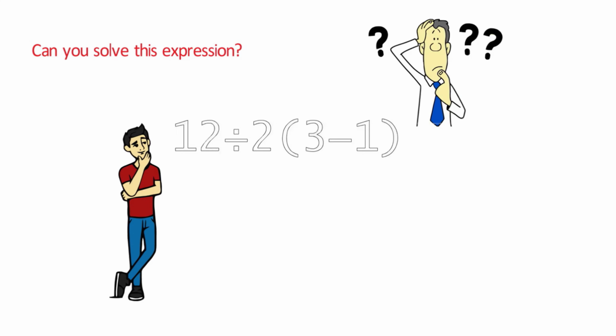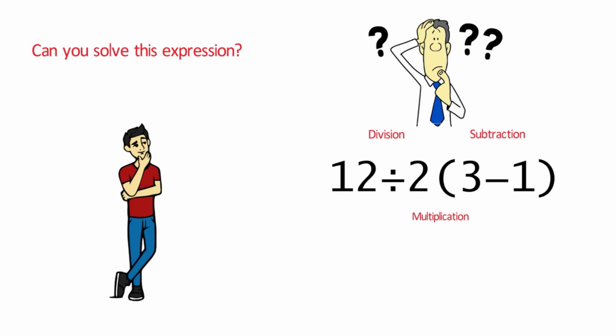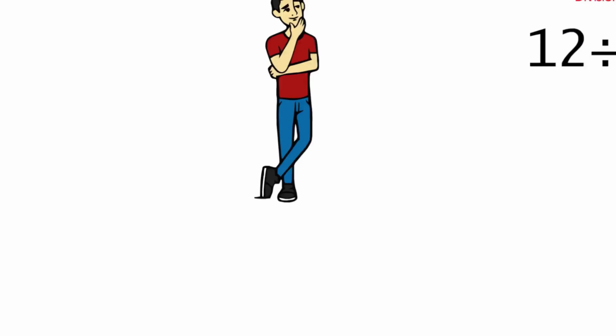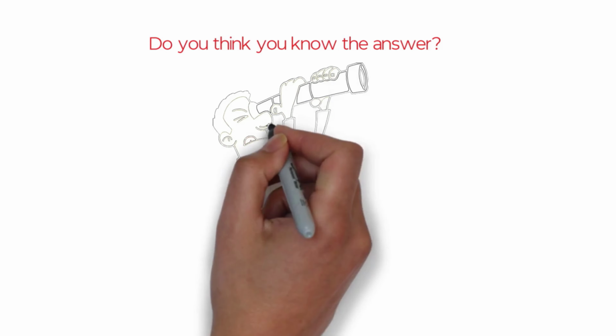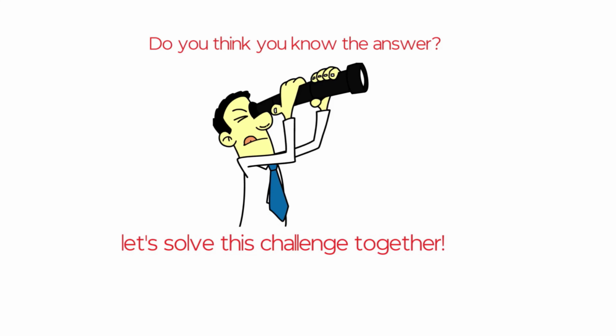Take a look closely and see if you can come up with the answer. There are 3 operations here: division, multiplication, and subtraction. All you need to determine is which one to do first, second, and third. Do you think you know the answer? Let's continue and get it solved together.